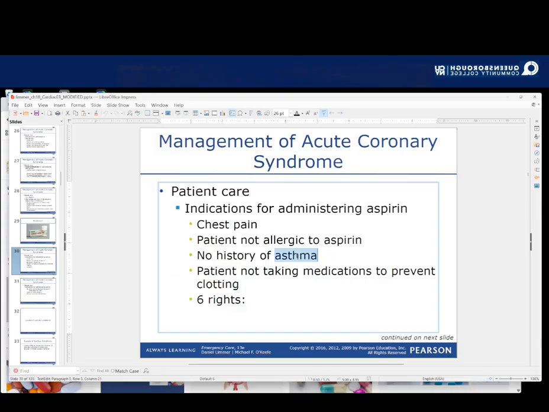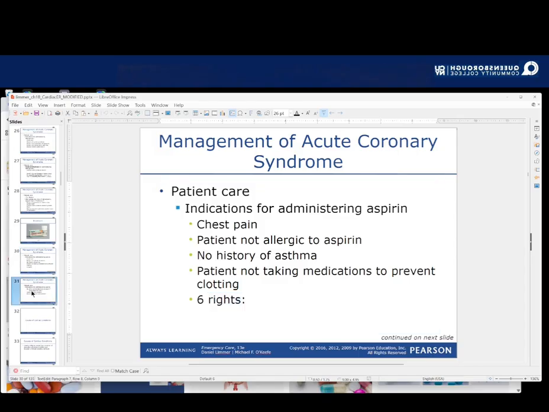Asthma seems to interfere with aspirin, so this is a good reason to call medical control. You can have somebody who is an asthmatic and having chest pain. Is it possible that an asthmatic is having a heart attack, a myocardial infarction? Of course it's possible. But before you give that person aspirin, call medical control. Again, check the 6 rights before you give somebody the wrong medication.